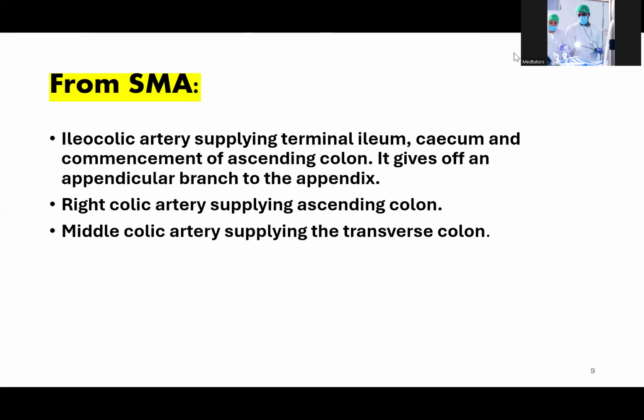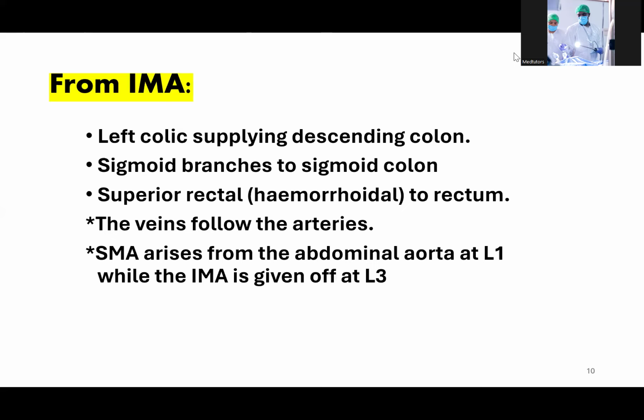Now, branches from the superior mesenteric artery: ileocolic artery, supplying terminal ileum, cecum, and commencement of the ascending colon. It gives off an appendicular branch to the appendix. Right colic artery supplying the ascending colon. Middle colic artery supplying transverse colon. Of course, we know all these form arterial arcades, forming the marginal artery of Drummond. Now for the inferior mesenteric artery: the left colic supplying descending colon, the sigmoidal branches supplying sigmoid colon, and the superior rectal or hemorrhoidal supplying the rectum. The veins follow the artery. You should know that the superior mesenteric artery arises from the abdominal aorta at L1, while the IMA is given off at L3.